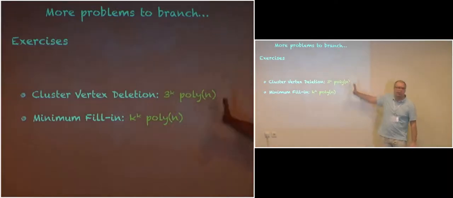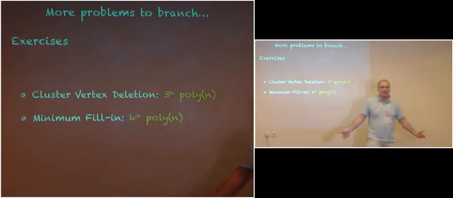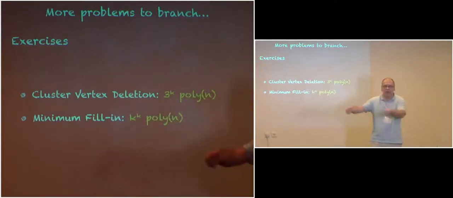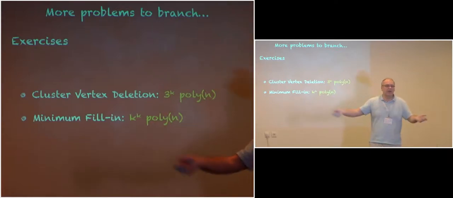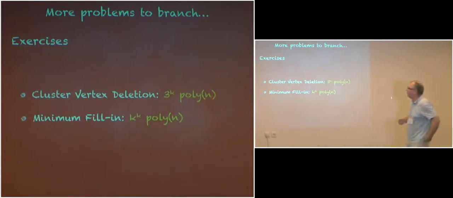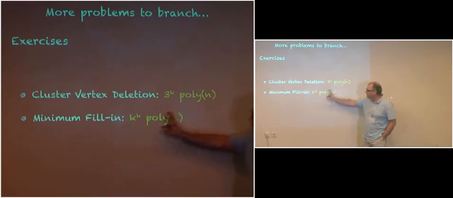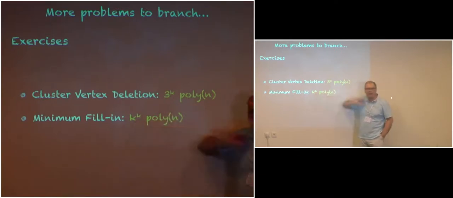Also, if you want to warm up, and if you never did branching before, try to do these problems yourself. The first one is cluster vertex deletion. What is a cluster graph? A cluster graph is a disjoint union of cliques. The problem is to find at most k vertices such that when I remove them, my graph becomes a cluster graph. This is the first exercise, and the second exercise is a bit more tricky. The running time of my algorithm will be something like k to the k.